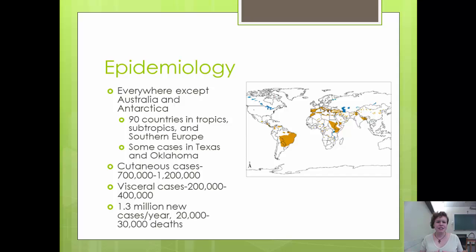The cutaneous cases, new cases of it, range from 70,000 to 1.2 million per year, and the visceral form is 200,000 to 400,000 per year. Of these two forms, there are about 20,000 to 30,000 deaths caused by Leishmaniasis. Here I have a map showing the visceral form throughout the world, and as you can see, it's mostly just in the tropics and tropical areas of the world.